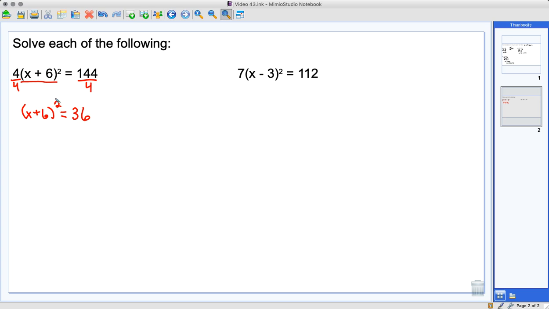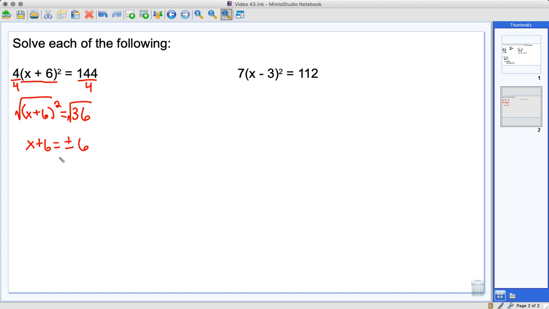Now we have to get rid of the square. Don't try to subtract 6 first, that's inside the parentheses. So we're going to square root both sides. So we get x plus 6 equals plus or minus 6.